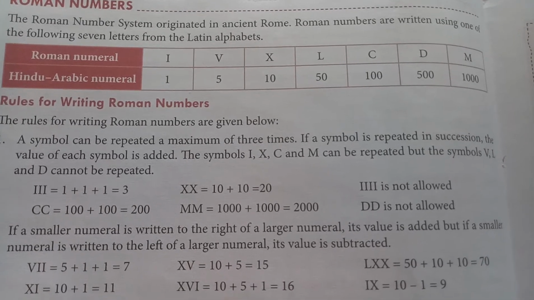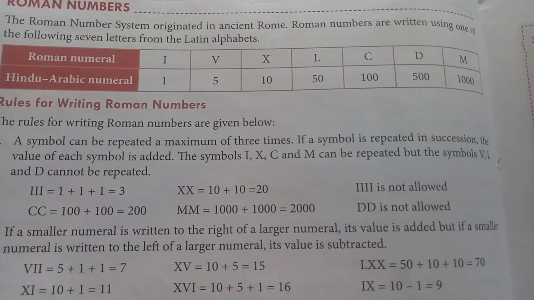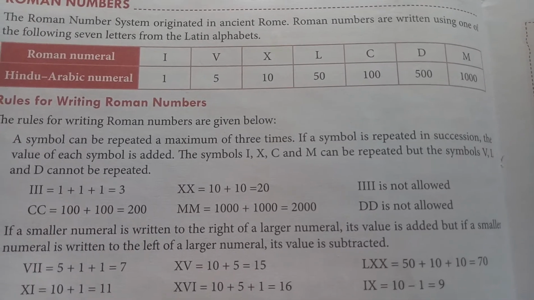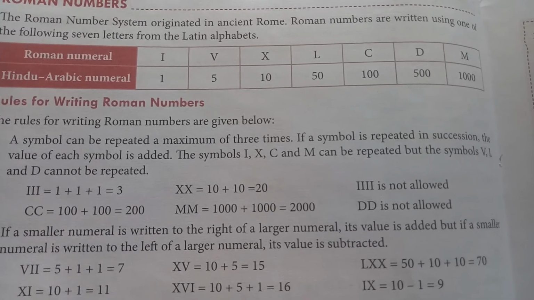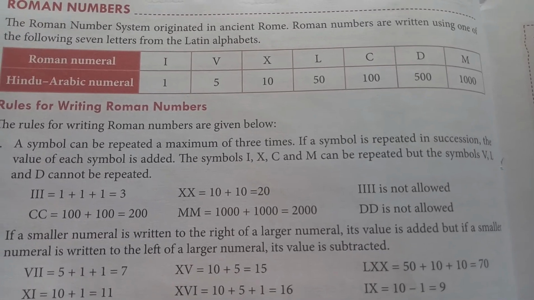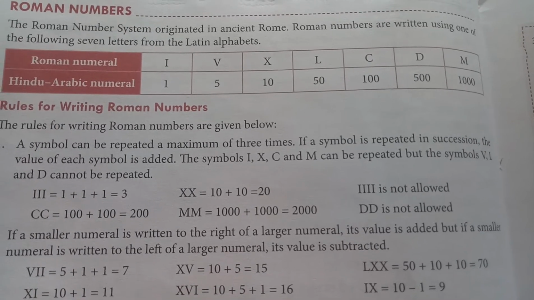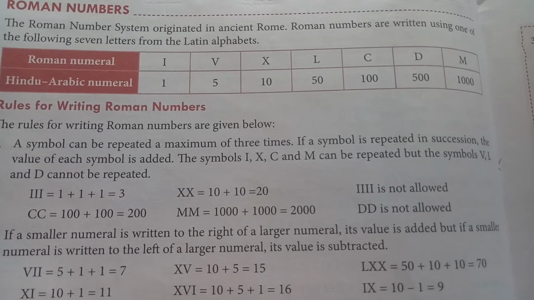IIII is not allowed because here I is written 4 times. DD is not allowed because D cannot be repeated.